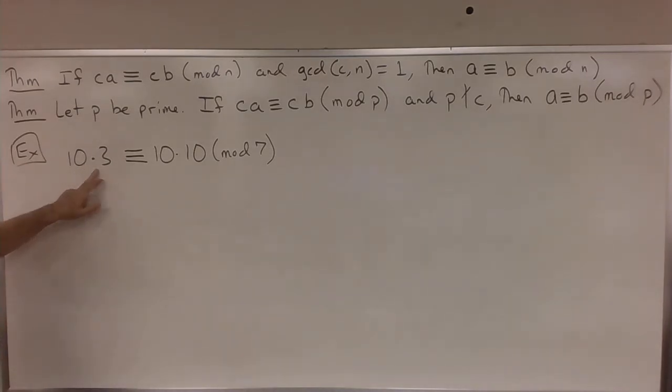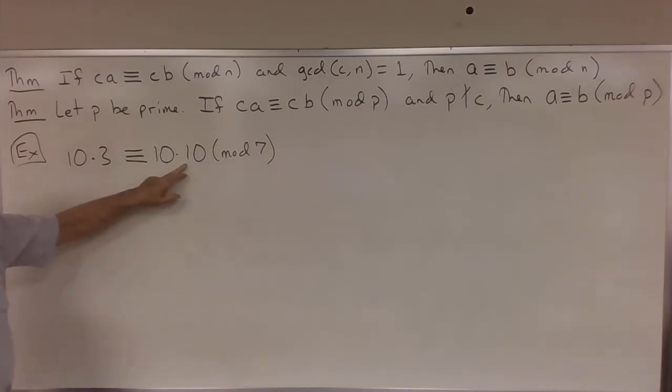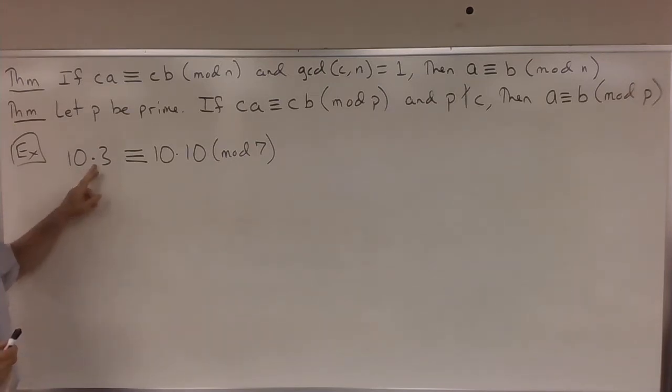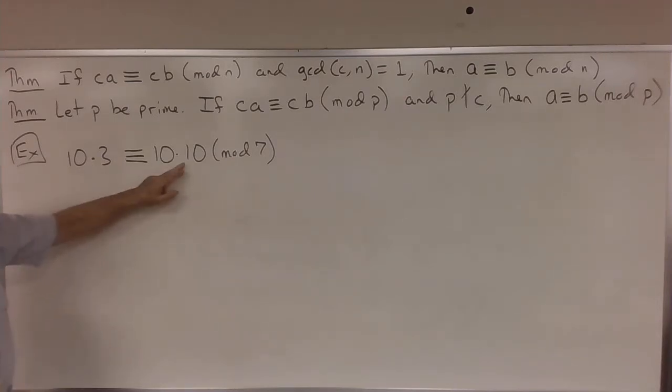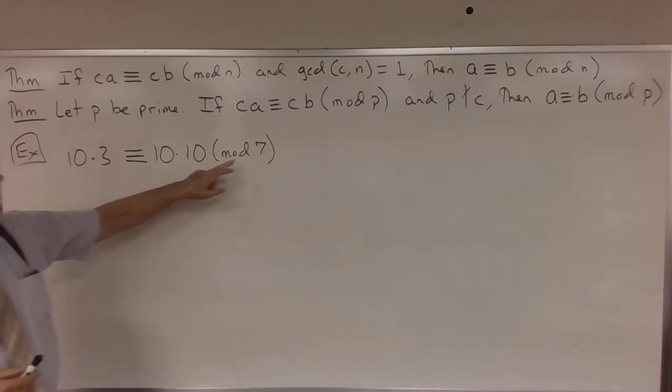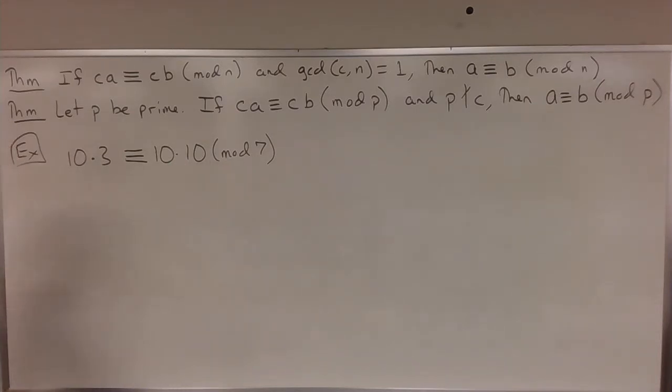Ten times 3 is 30. 10 times 10 is 100. And 10 times 3 is 30, which is 2 mod 7. 10 times 10 is 100. Let's see, 7 goes into 100 14 times, remainder 2. So this is 2 mod 7 also. Well, did we just get lucky here or what?